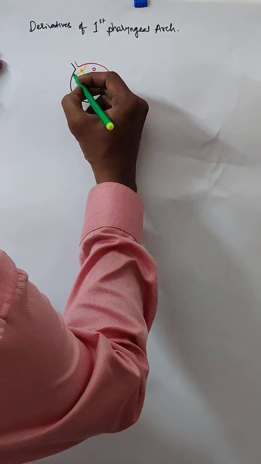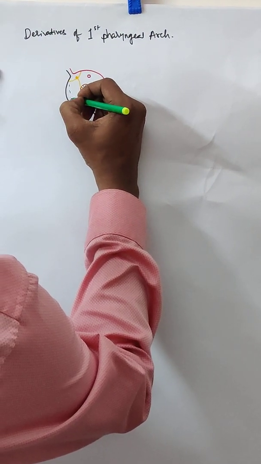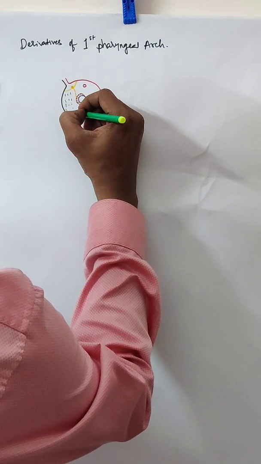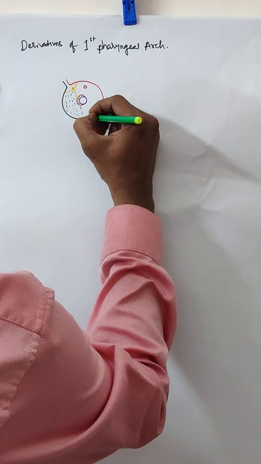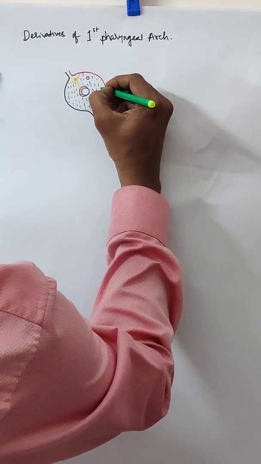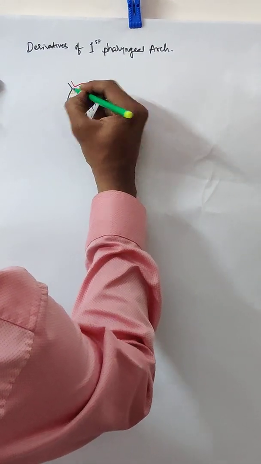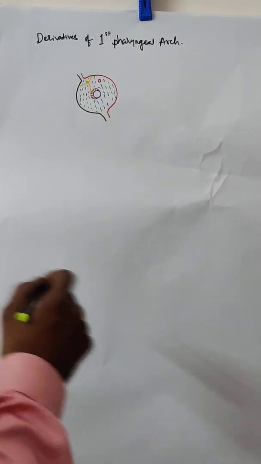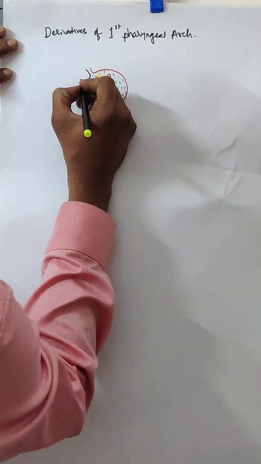Okay, now let me describe this part. So this pharyngeal arch has many parts. One is in red color, one is in black color. Now I am shading the third part. You can see this third part being shaded. Okay, now let me label this diagram. The first pharyngeal arch.